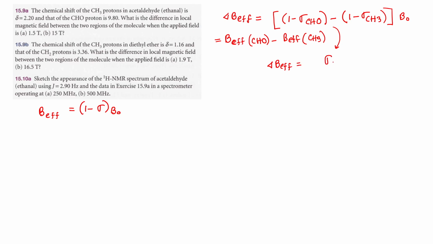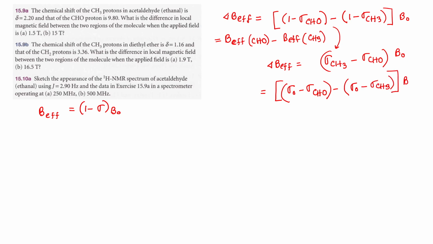So this is going to give me delta B effective as sigma CH3 minus sigma CHO, B0. Now I will introduce one sigma 0 for reference. That is actually arbitrary, but see what I am trying to do here. Sigma 0 minus sigma CHO minus, so I have taken this sigma 0, so I have to get rid of this, minus sigma 0 minus sigma CH3, B0.